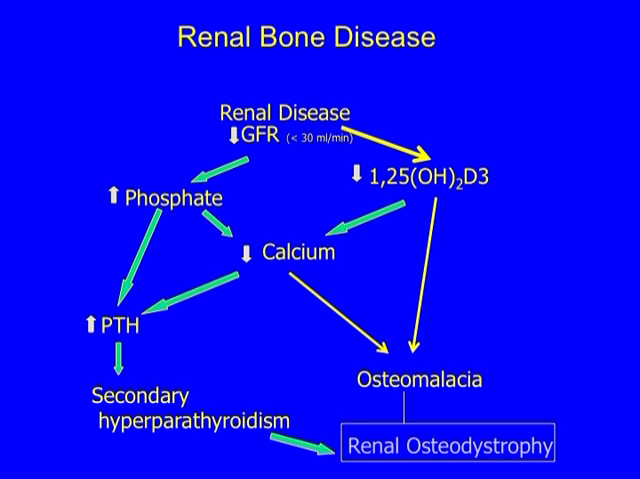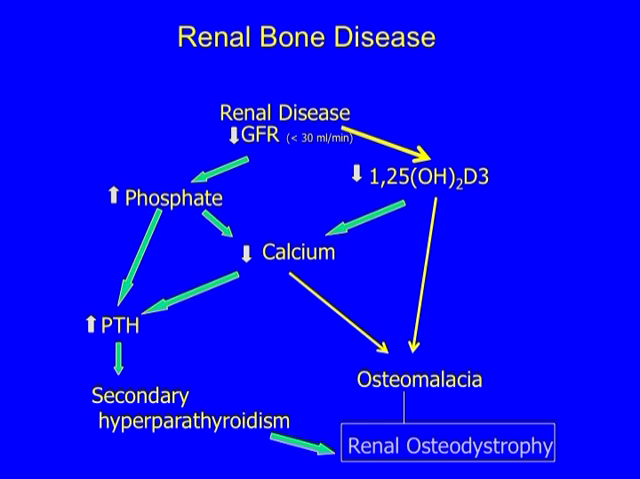Now, the pathophysiology of renal bone disease is that as the GFR declines, one gets reductions in the levels of calcitriol, or 1,25-dihydroxyvitamin D3. Phosphate clearance declines, and as phosphate clearance declines, phosphate levels rise. And in response to this increase in serum phosphorus and a reduction in levels of calcitriol, calcium levels also fall. This feeds back on the parathyroid gland so that PTH levels rise.